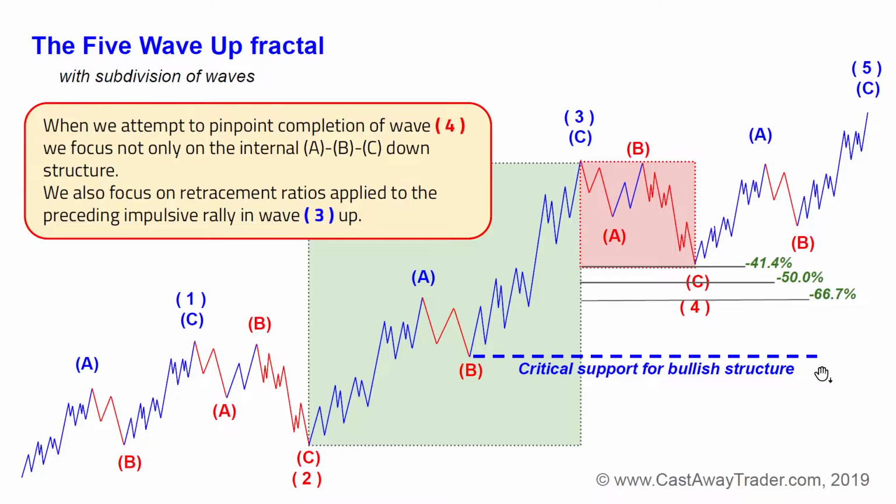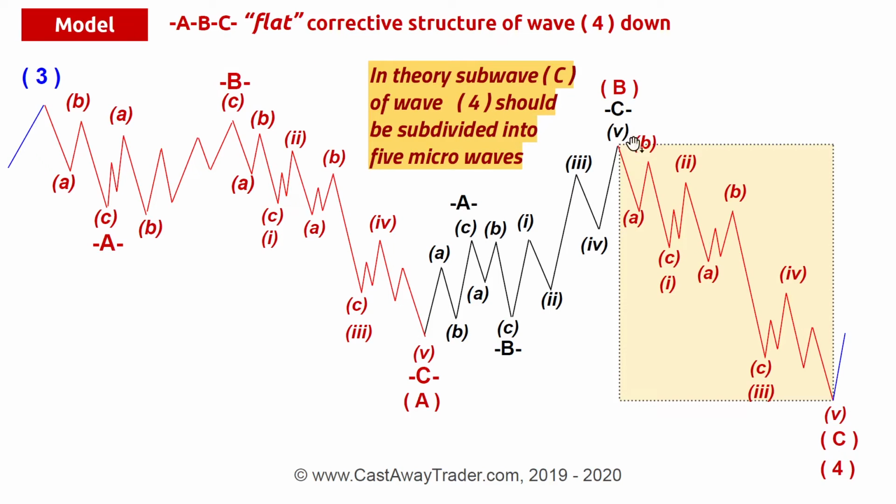Let's talk about our main approaches that could help us to pinpoint the bottom of wave 4. As I've mentioned, wave 4 normally is subdivided into 3 waves, A, B, C. We call them subwaves because they are components of one bigger wave, wave 4. So first of all, we want to get that ABC structure. Second, we pay attention to the micro counting of the final subwave C down. As I've just shown you, normally subwave C of wave 4 has to be subdivided into 5 microwaves: 1, 2, 3, 4, and 5.